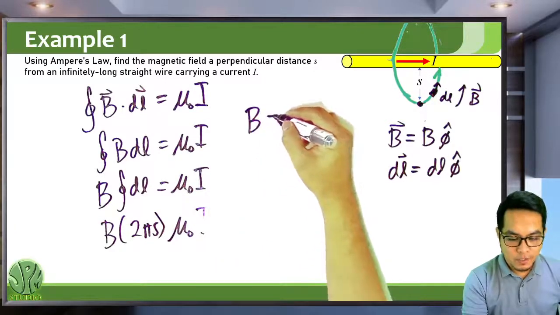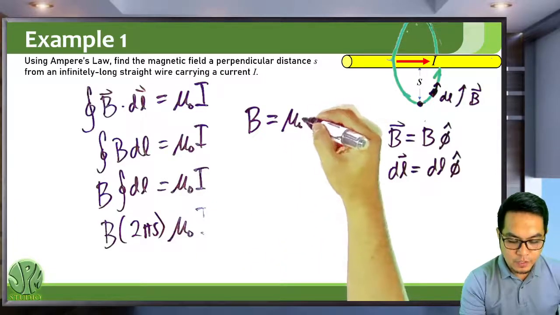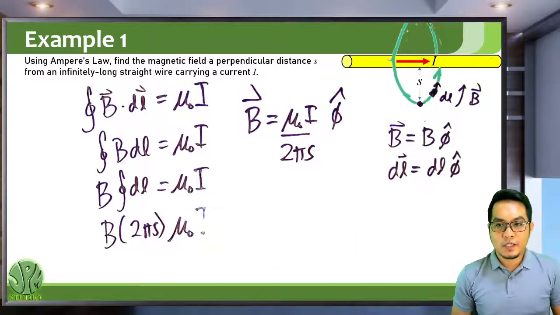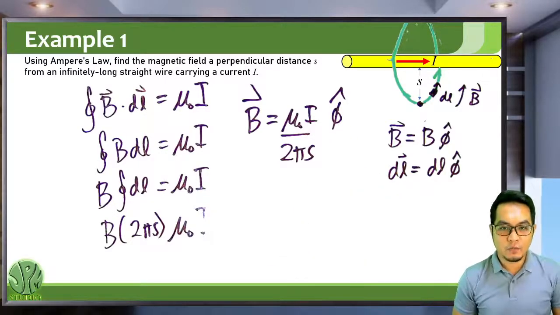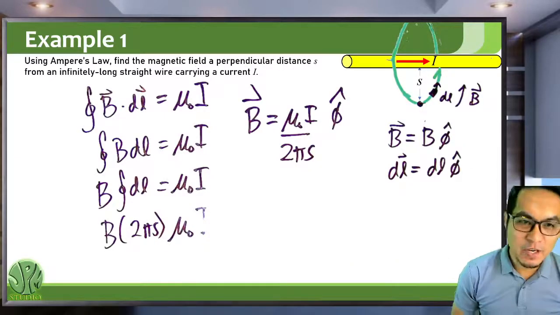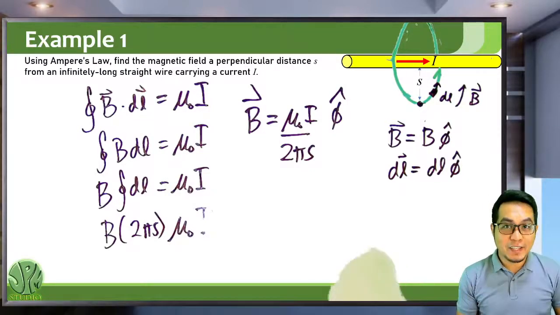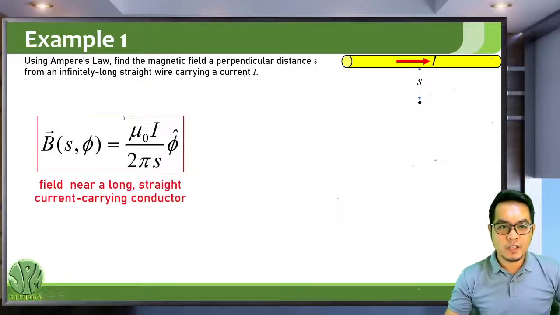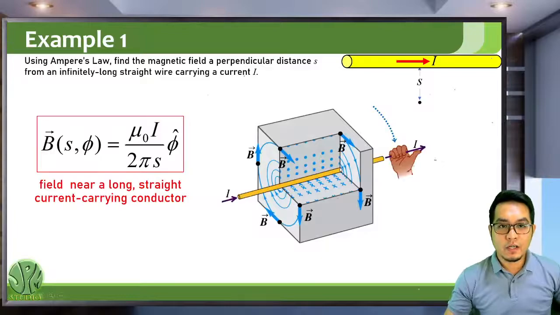The magnitude of our magnetic field is mu naught I over 2 pi S, and the vector form is directed in the direction phi hat, which is what we have obtained using the Biot-Savart law so far. This is a much shorter method. Again, similar to Gauss' law, it is advantageous to use Ampere's law if there is symmetry in your system: cylindrical symmetry, spherical symmetry, things like that. So as a summary, this is the result. This is the field near a long straight current carrying conductor, which is what we have obtained before.